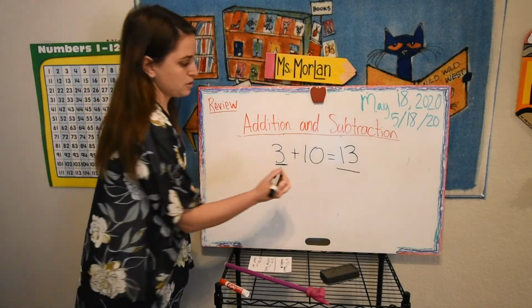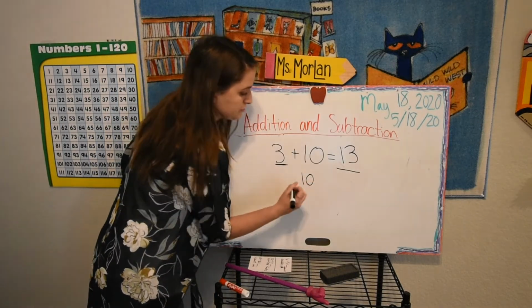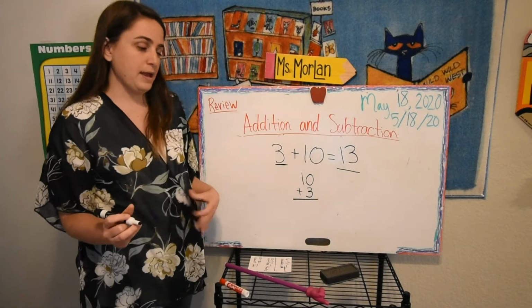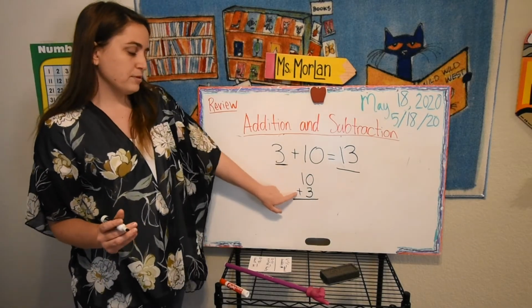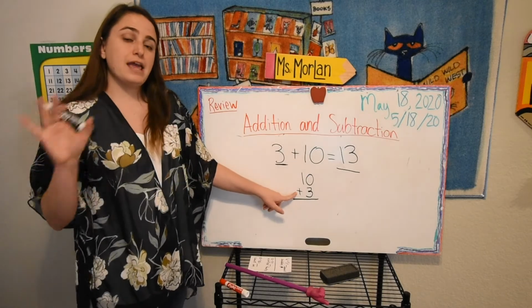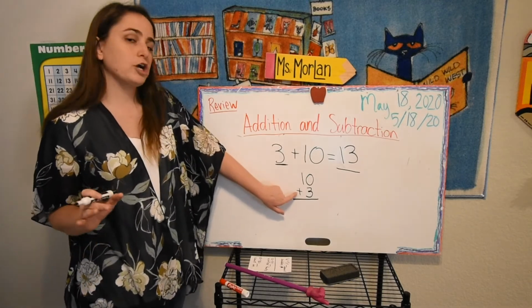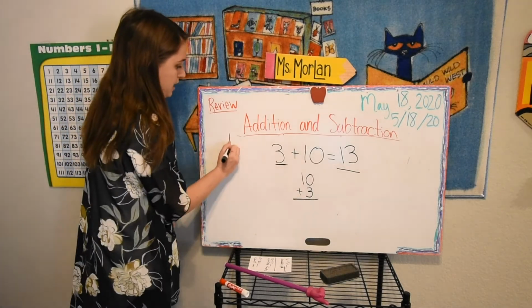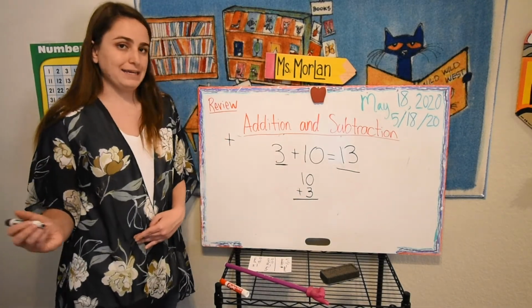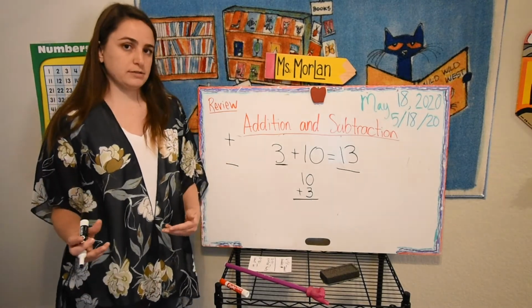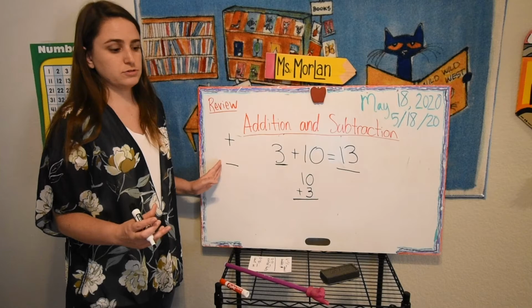I will show you though, the problems will be written this way instead, up and down. So remember, the sign is going to be on the side. And I have both addition and subtraction. So make sure you look at the sign to know what you're doing. If you see a plus sign, you know you'll be adding. If you see a minus sign, you know you'll be subtracting. So look at the sign first, okay?